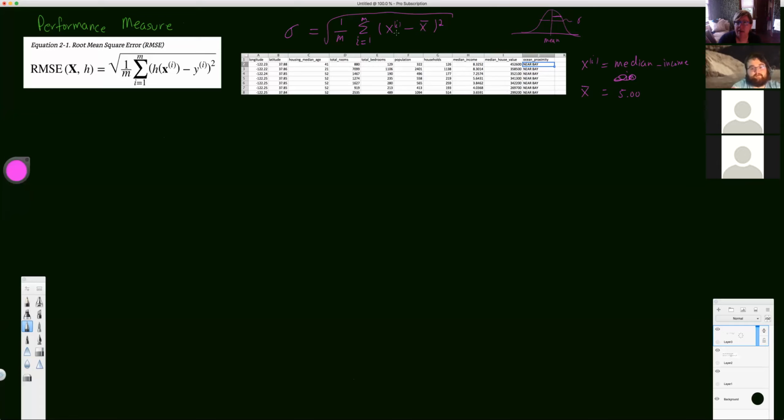And then it says, square that, because I don't care which side it's on. In other words, if it's 4.03, the difference is going to be a negative number, but I don't really care whether it's on one side of the mean or the other. I just want to know how far.